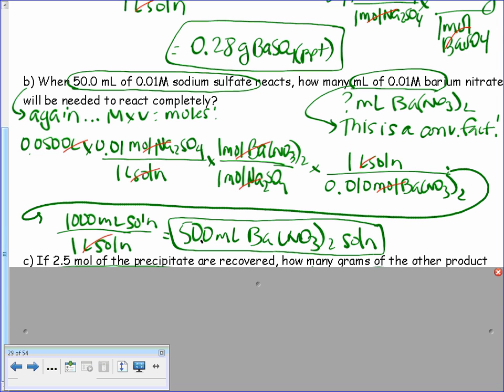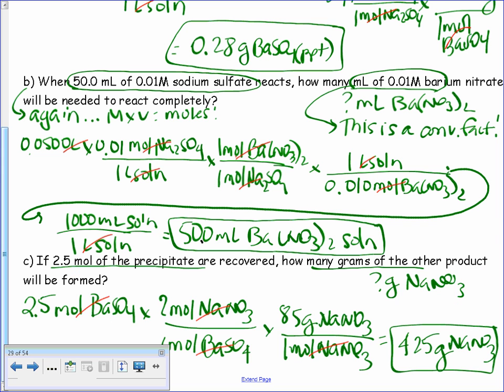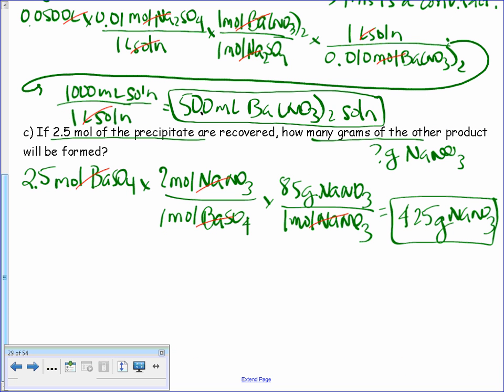And then how do you get to grams? Multiply by molar mass. That didn't require anything new. So those of you who said I gave up, you didn't even go down to part C. That's something that you easily could have gotten mole ratio from, and then grams. That's stuff we did at the very beginning yesterday. 425 grams?